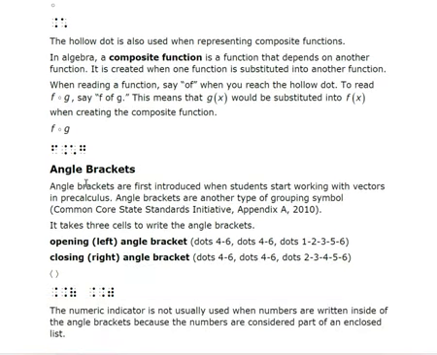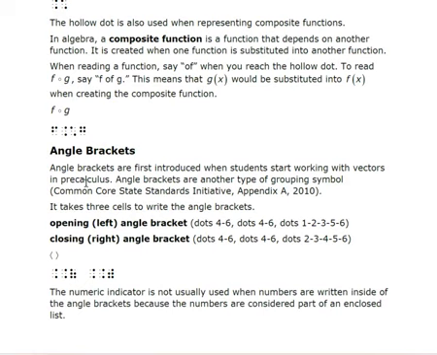Hollow dot is 2 cells, 4, 6, then 1, 6. It's used when representing composite functions. So to read f hollow dot g, you would say f of g. So we have f open dot, which is 4, 6 ch, and then a g.